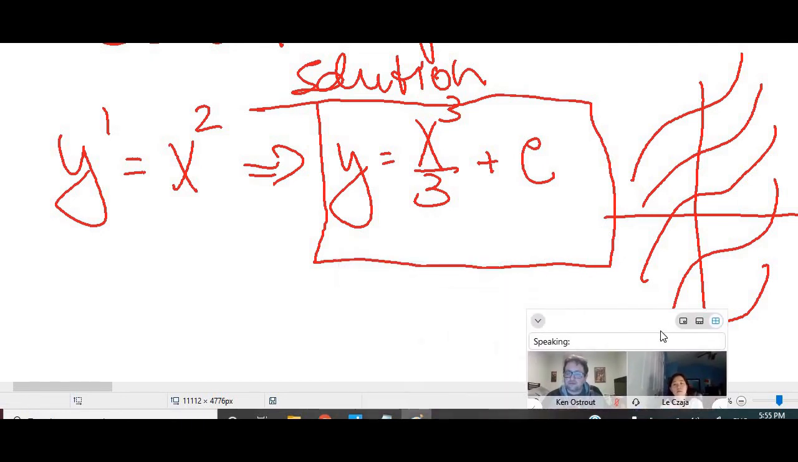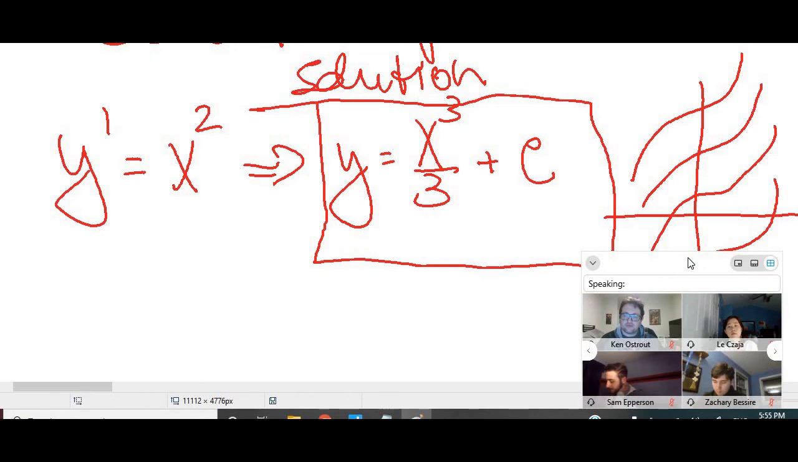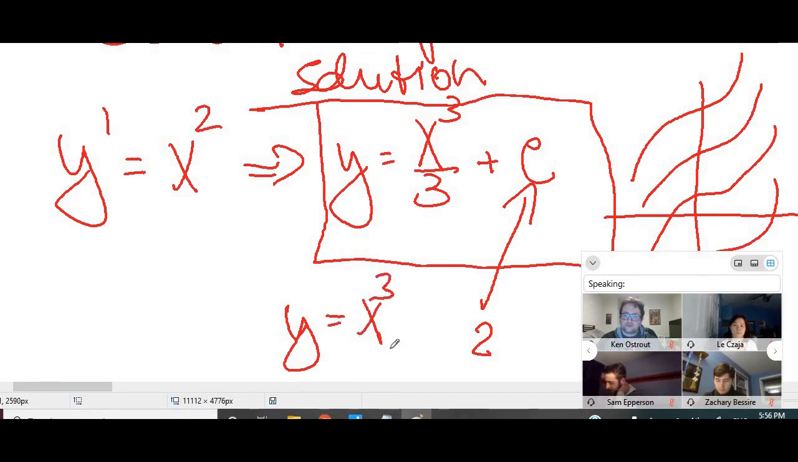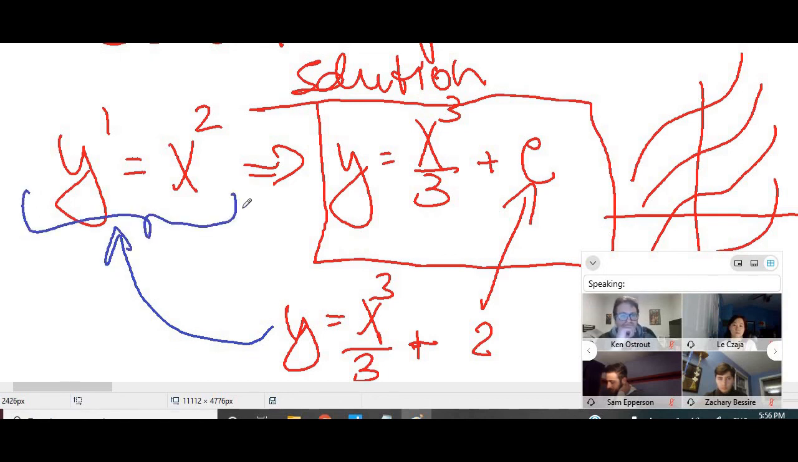However, if we would somehow figure out the value of C, or somehow find that C equals 2, then we have y equals x cubed over 3 plus 2. This guy, and you're welcome to double check me, also satisfies this ordinary first order differential equation, right? If you would take the derivative of this y, you're going to get the thing highlighted in blue. You with me on that?